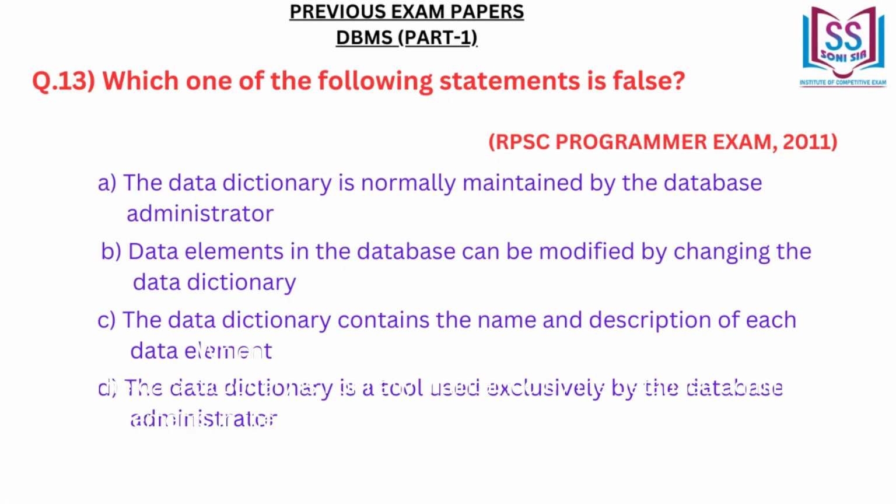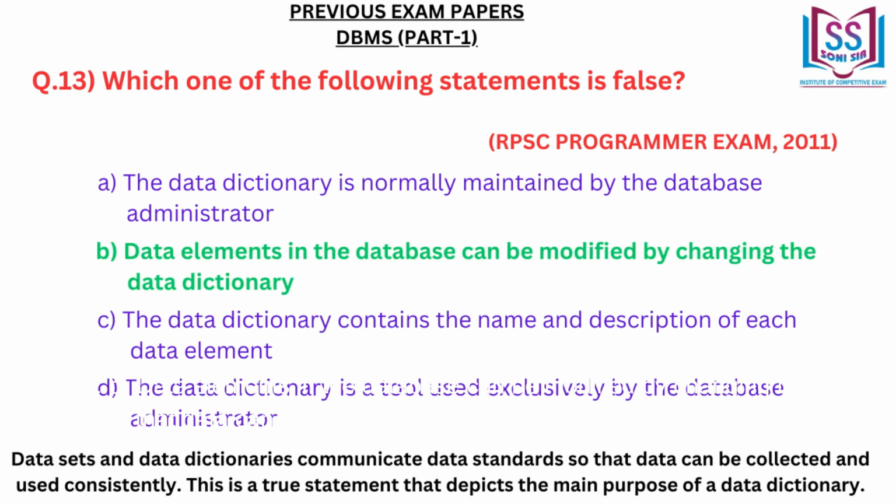Which one of the following statements is false? A. The data dictionary is normally maintained by the database administrator. B. Data elements in the database can be modified by changing the data dictionary. C. The data dictionary contains the name and description of each data element. D. The data dictionary is a tool used exclusively by the database administrator. Correct answer B. Data elements in the database can be modified by changing the data dictionary.